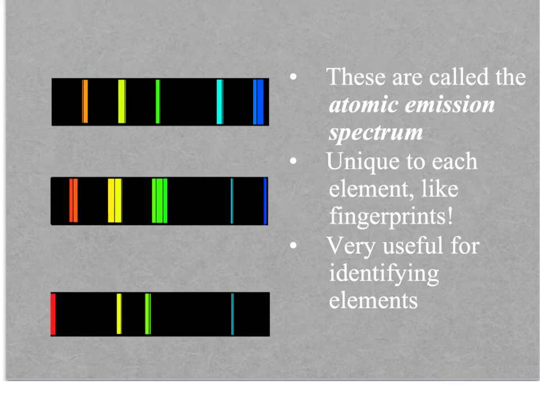When all these different elements make their own special colors, this is called the atomic emission spectrum. This is unique to each element, just like you are unique from everyone around you because you have different fingerprints. These are like fingerprints for the elements. And again, it's very, very useful in identifying the elements.